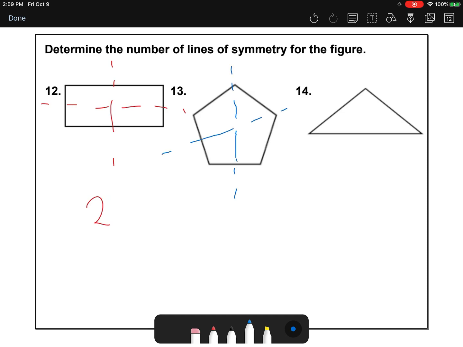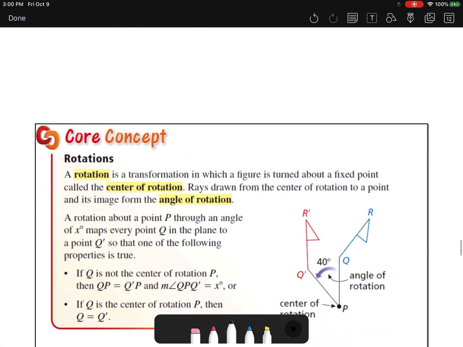Pentagon, number 13. Well, we got this one. We got this one. We got this one. We got this one. We got this one. Yep, that's it. I think there's 5. And it looks like this triangle would be here, and that's it. Right? I think there's only one there.